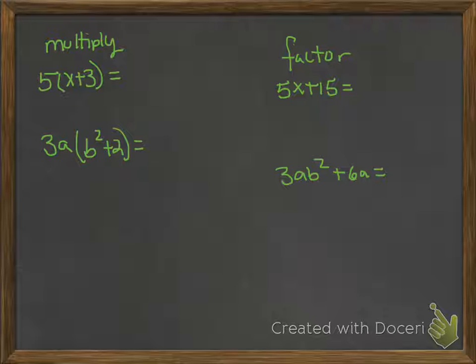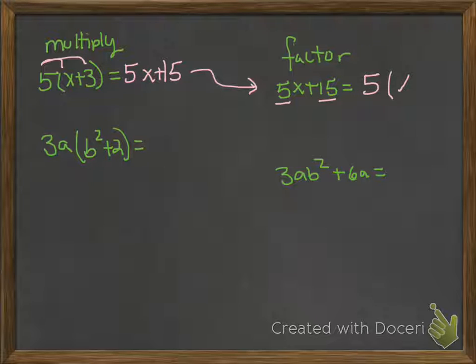So if we were to multiply these, I would distribute that 5, and I would get 5x plus 15. So going back to factoring, notice that they both have a 5 in common. So I pull that 5 out, and I'm left with an x when I take the 5 out of the first piece here, plus 3 when I divide by 5 on that second piece.